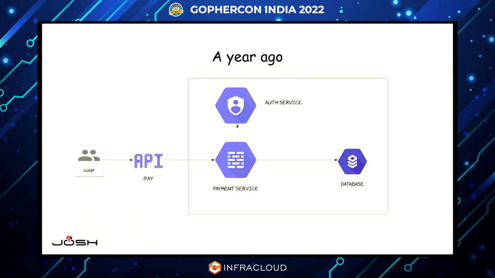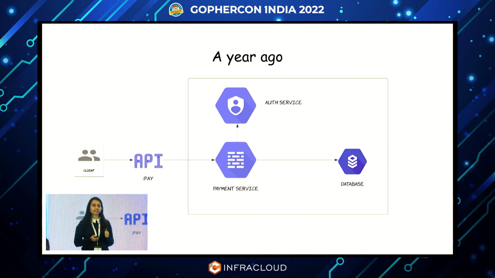So, starting with the problem. A year ago, I started developing a fintech application which was used for payments. This is an architecture diagram for it. You can see there are only two services here: the auth service and the payment service. I had a database at the backend, and the client communicated with the payment service by API.